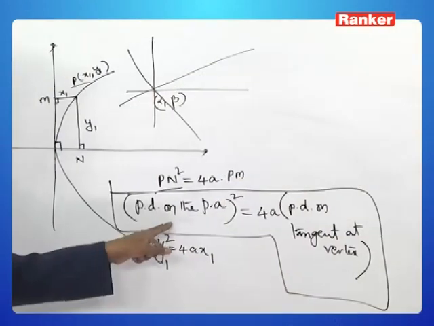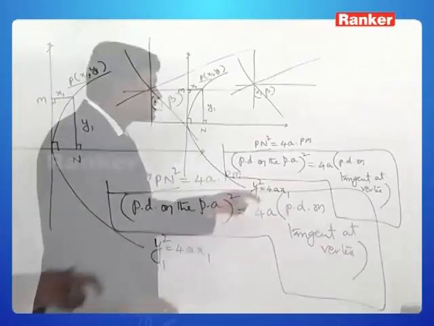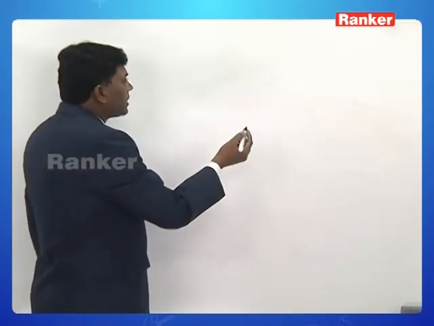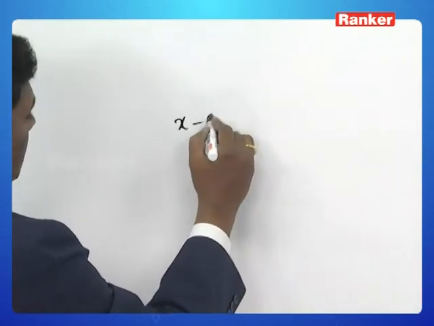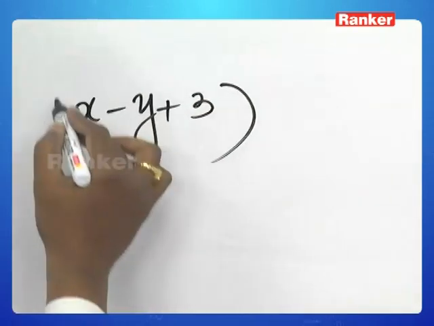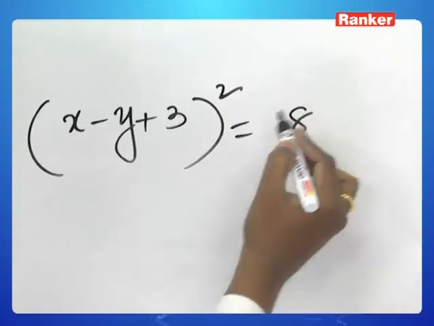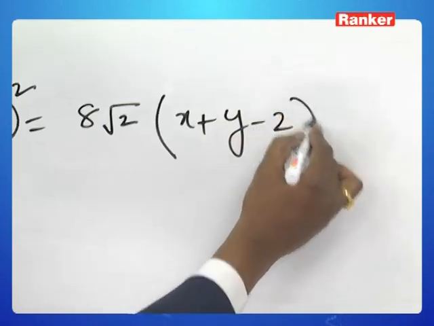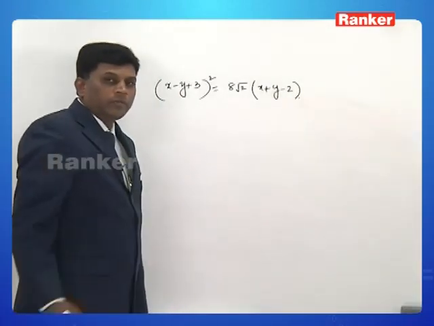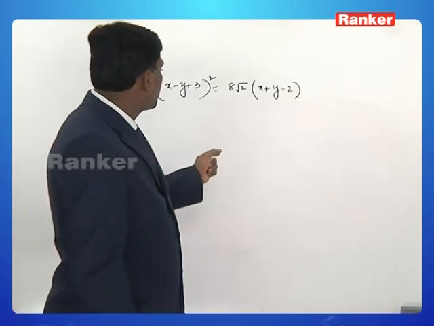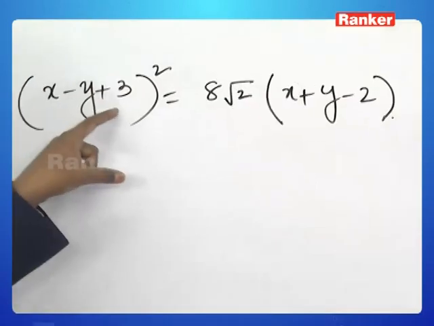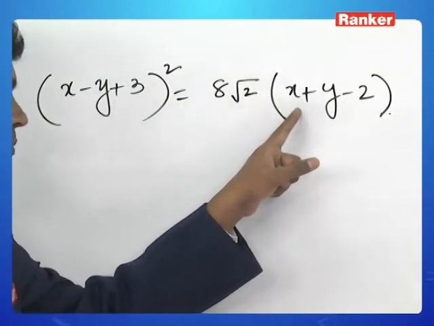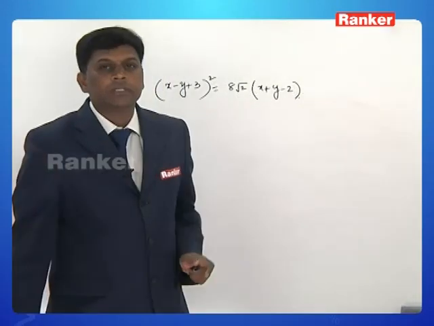Here, how to get the properties by using this, let us analyze now by taking one simple example. Suppose a parabola equation is given like this: (x minus y plus 3) whole square equals 8 root 2 into (x plus y minus 2). If we recollect the distance form, perpendicular distance on principal axis whole square equals length of latus rectum into perpendicular distance on tangent at vertex.